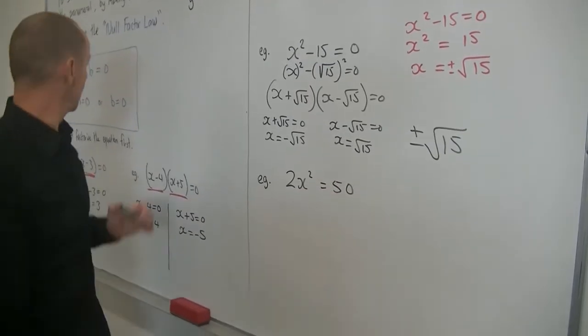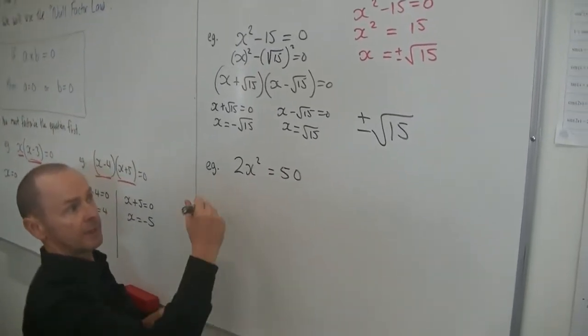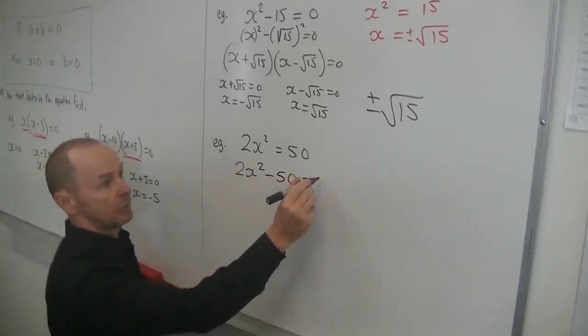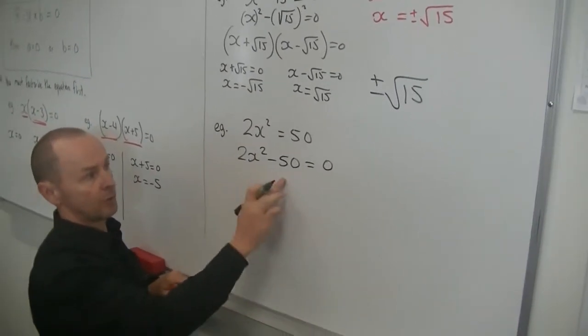Remember the rule with the Null Factor Law? One side must be equal to 0. So we need to get everything over to one side. So we've got 2x squared minus 50 equals 0. Unless you use the second method, of course. You could have done that. I'll just do this method.